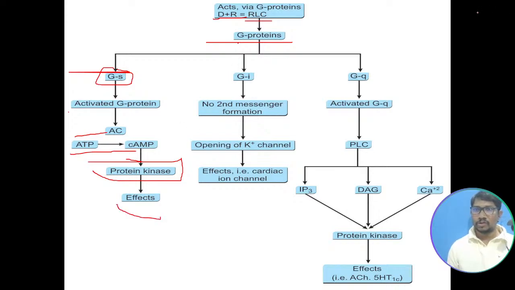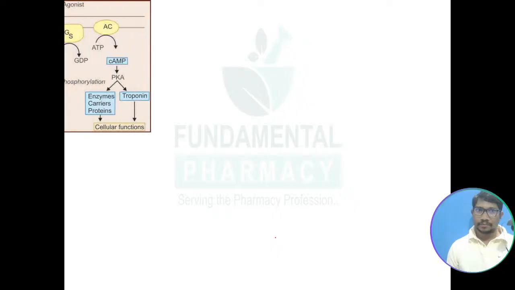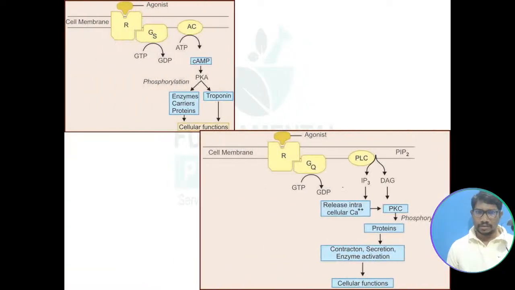If there is a stimulation of Gq, it activates the phospholipase C. Phospholipase C breaks down the phospholipids and converts IP2 into IP3. IP3 will mobilize the calcium from the sarcoplasmic reticulum, increasing the intracellular calcium level. Then DAG is also from phospholipid. DAG activates the protein kinase and will give an effect. We have seen that.